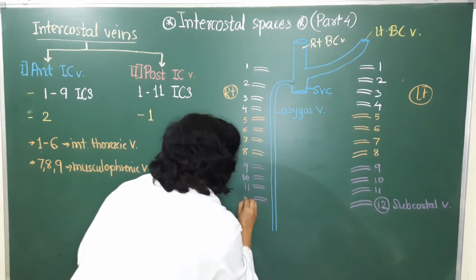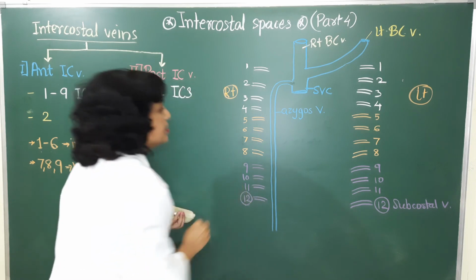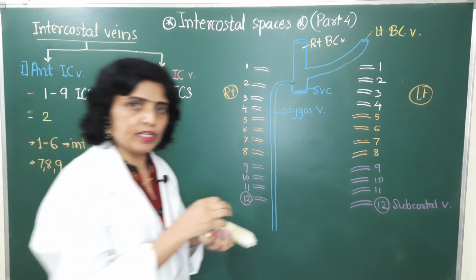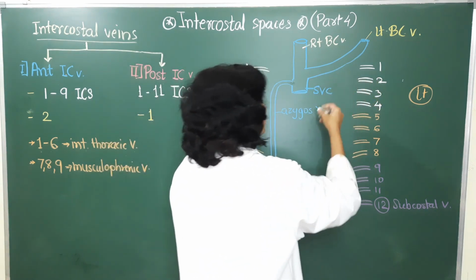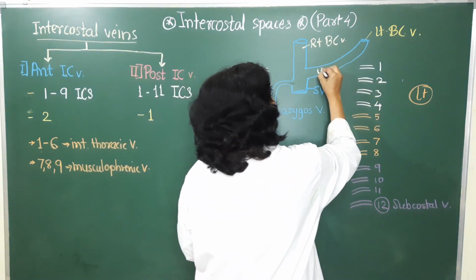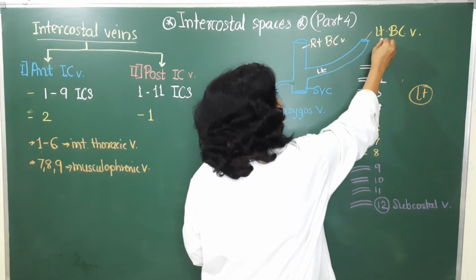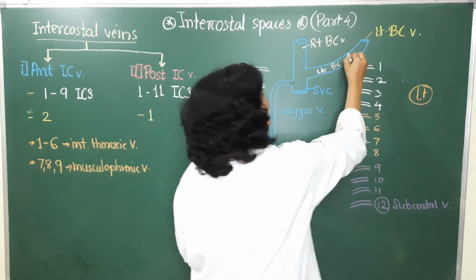And here you get the 12th, and this is the subcostal. Okay. Now how is the termination of these veins? On the left side, here I have drawn, this is left brachiocephalic. We have labeled this as the left brachiocephalic vein.